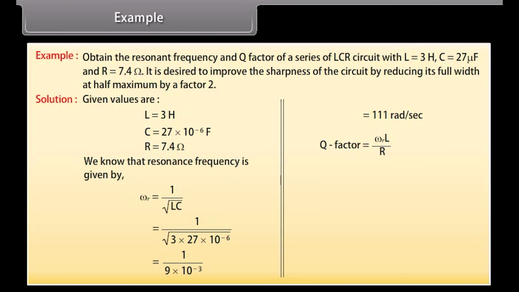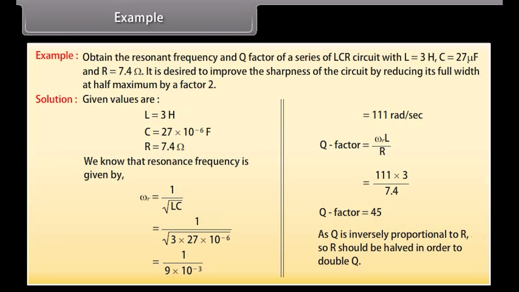Q factor is equal to omega R times L upon R. Now, putting the values, we get Q factor equal to 45. As Q is inversely proportional to R, so R should be halved in order to double Q.